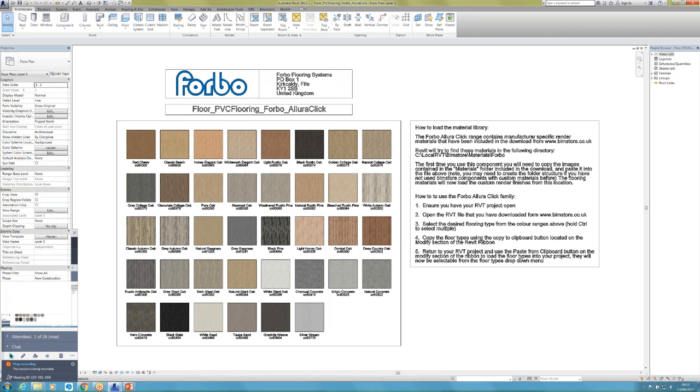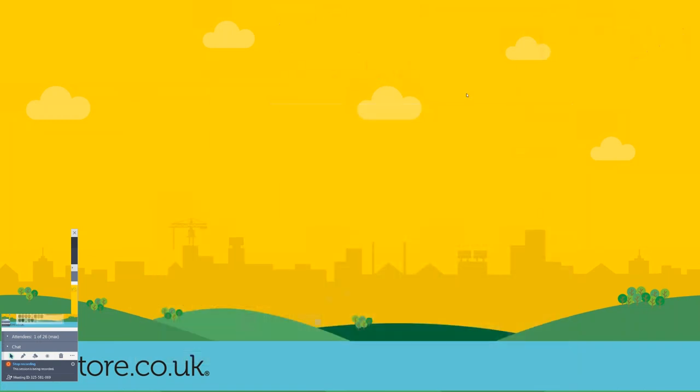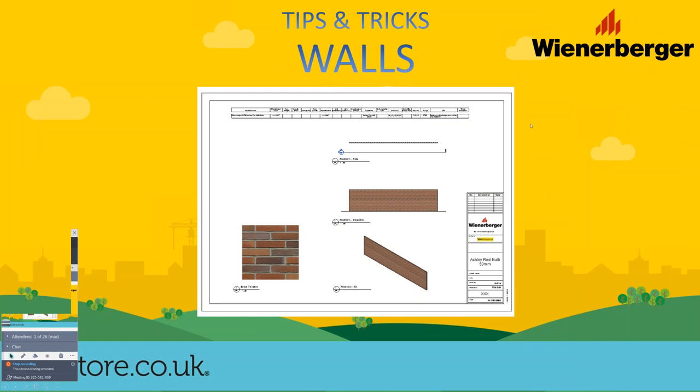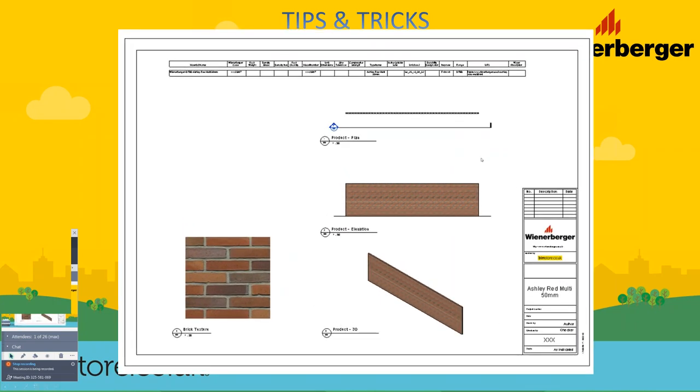But what I'll do first is I'll just jump back and show you the other options that we have in the other systems. So in this, we'll go over. This is a standard setup for walls, so a slightly different setup that we show for Wienerberger, shown on a sheet initially when it's opened up, and you can see the various different views in there. We also show the tile JPEG image as well, which is quite handy. And that just gives the user an idea of what we're actually looking at.